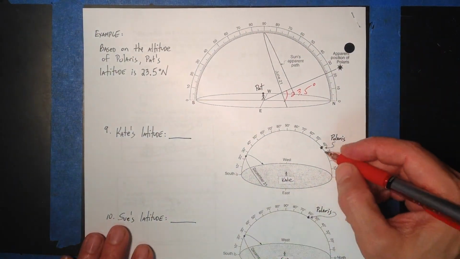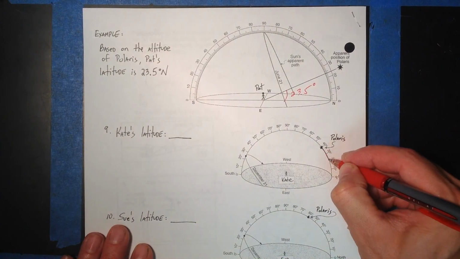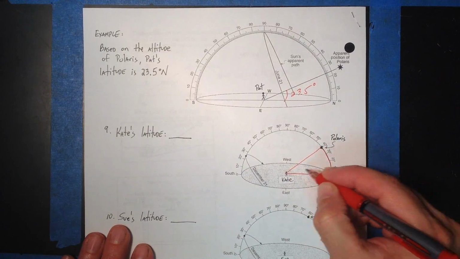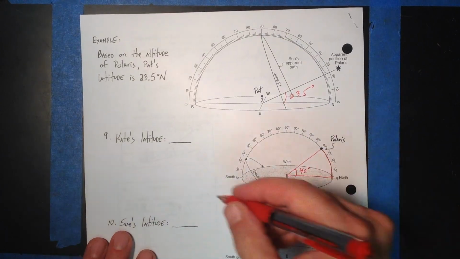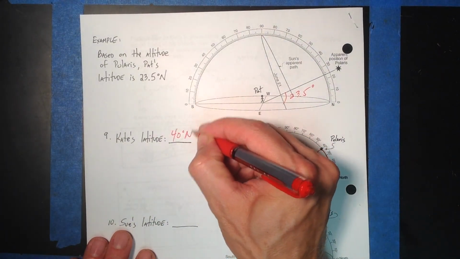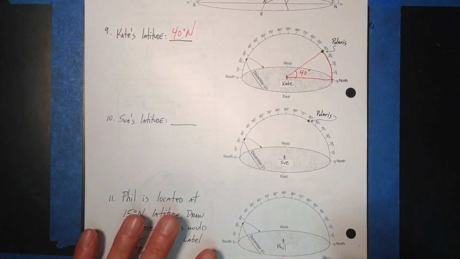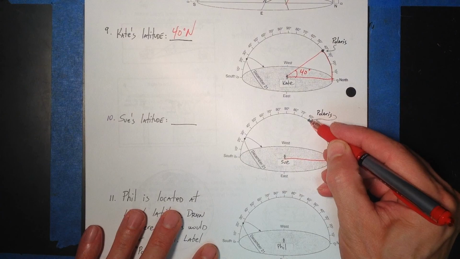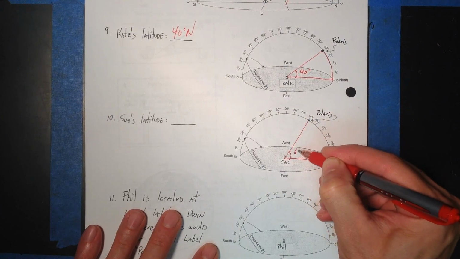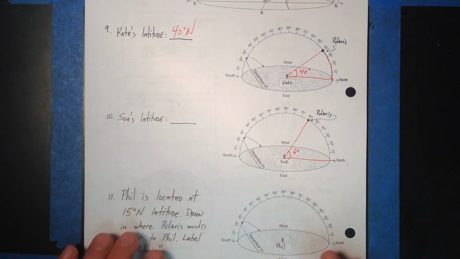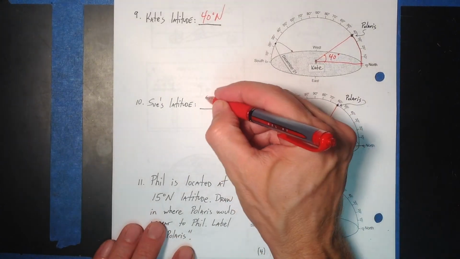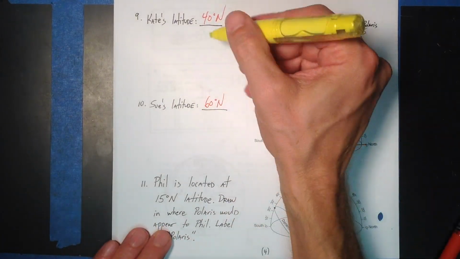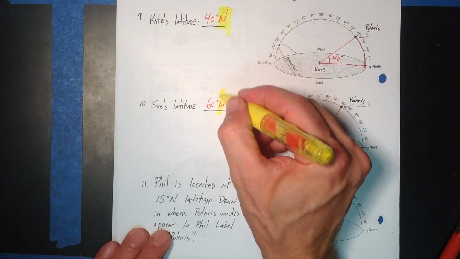So Kate's latitude, if you were to look, is 40 degrees up. So this angle here, they're saying is 40 degrees. Therefore, our latitude is 40 degrees north. Sue, and again, we'll draw this, and the 60 is on there. So this angle is 60 degrees. Therefore, the latitude would be 60 degrees north. And this must have the north on there. Must have the north on there.